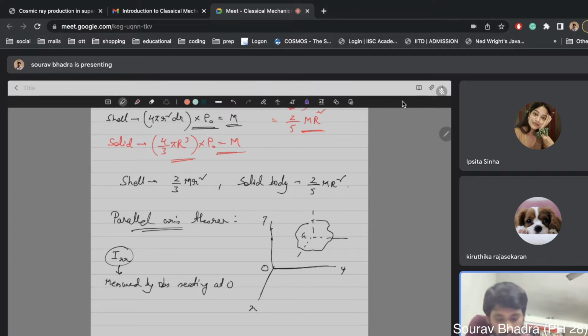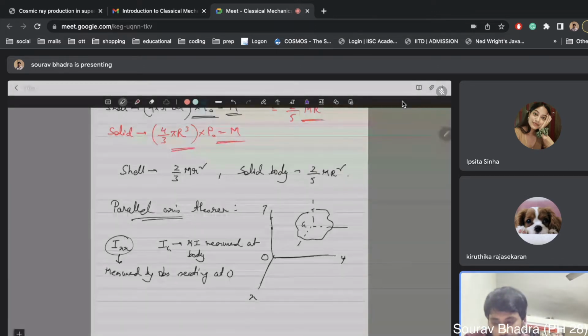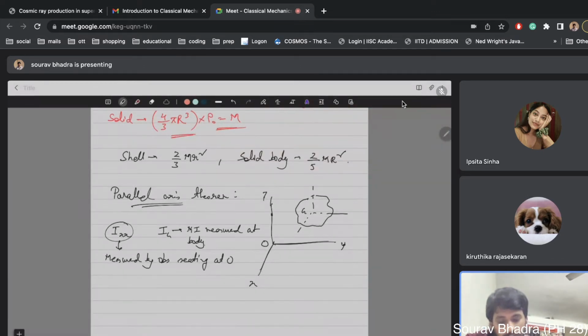Okay, and Ig is the moment of inertia measured at the body frame, I mean with respect to that capital G. So if this is the case, then you can relate the Ixx and Ig, that means the moment of inertia measured by the observer with the moment of inertia with respect to the body frame. So in that case, your Ixx will be Ig plus m a square.